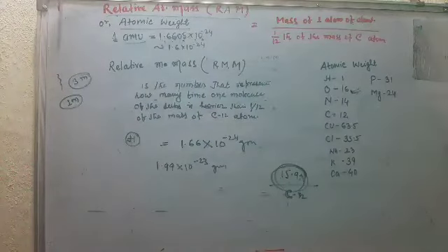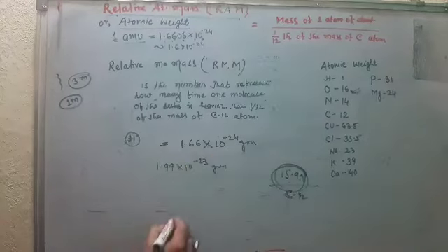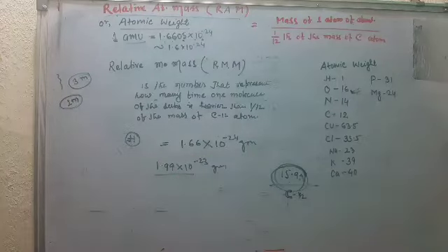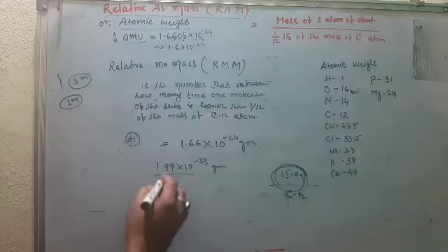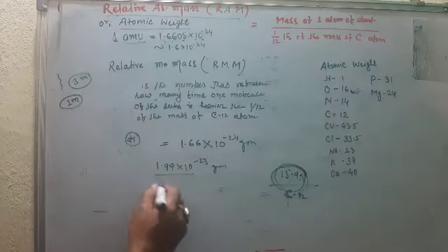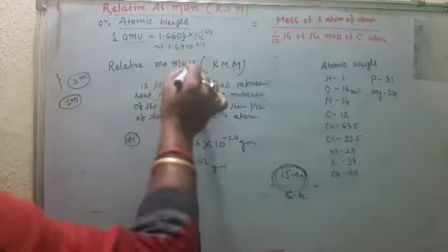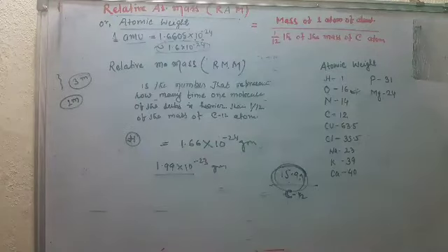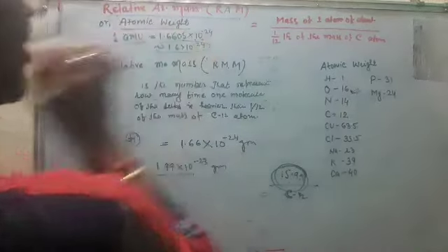Clear? Now experimentally it is found that the mass of one atom of carbon 12 is 1.99 into 10 to the power minus 23 gram. On dividing by 12, it comes to 1.6605 into 10 to the power minus 24, which is approximately 1.6 into 10 to the power minus 24. So this is relative atomic mass.